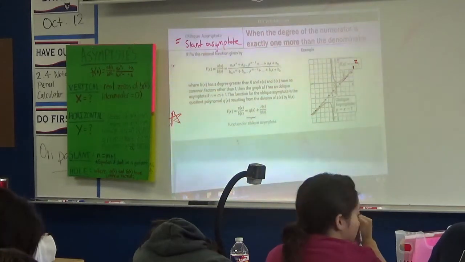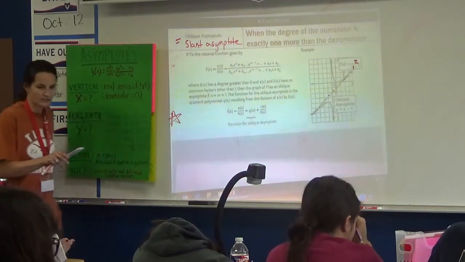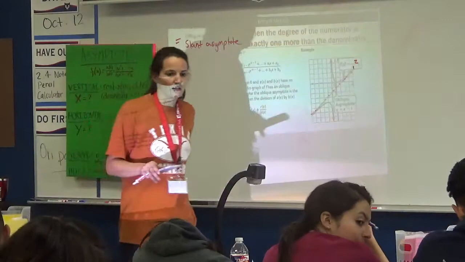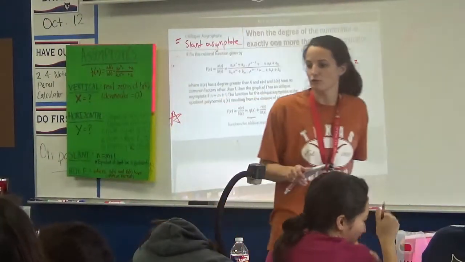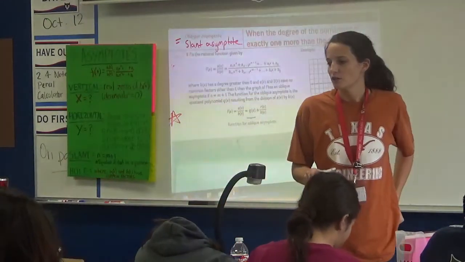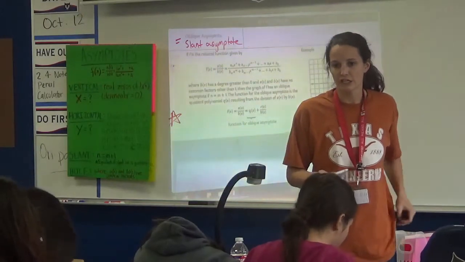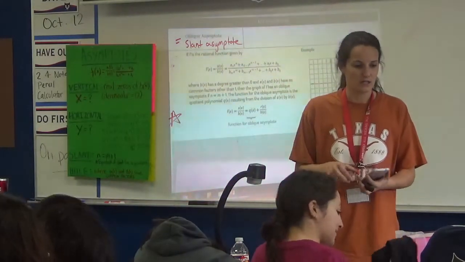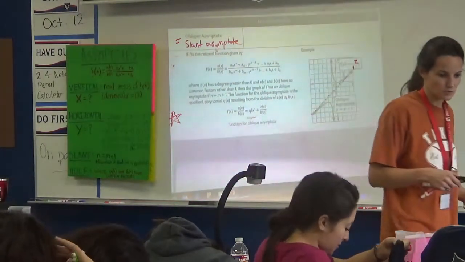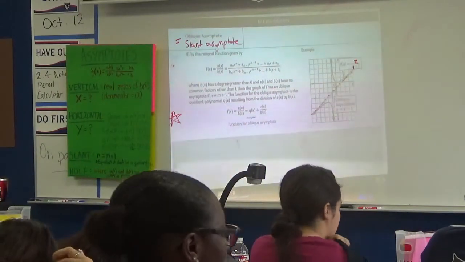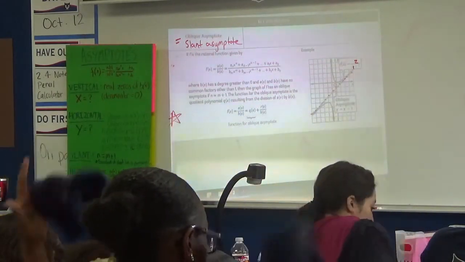Okay, so it's been about a minute. I see some people that underline things. Give it another minute, and if you need to reread, you can, but then I need you to jot down something you noticed or read about oblique or slant asymptotes that you could share from the paragraphs. Make sure everyone writes down something.